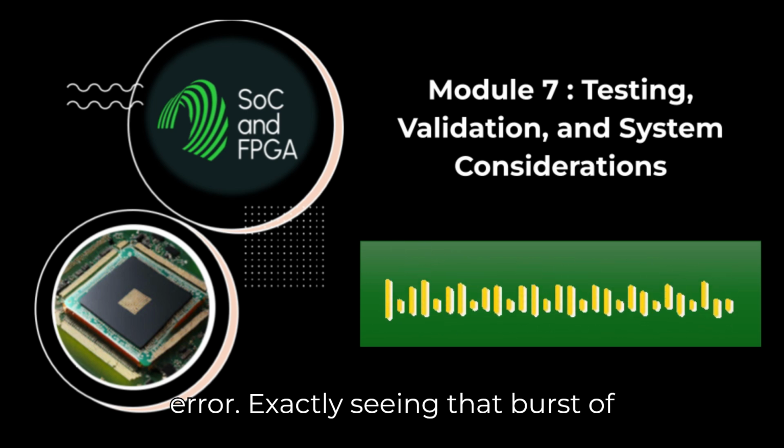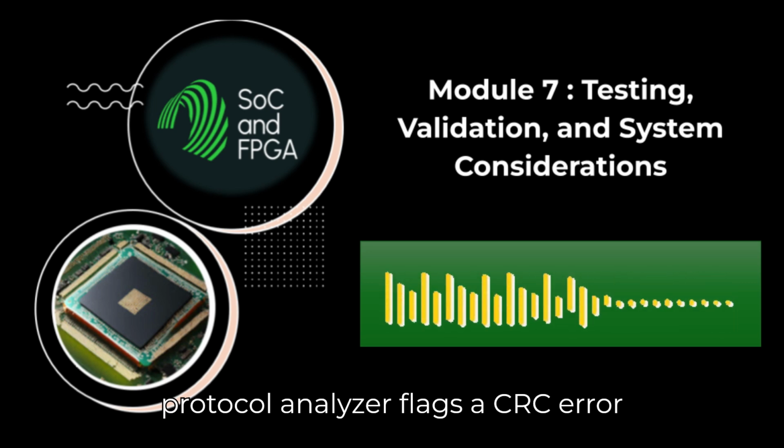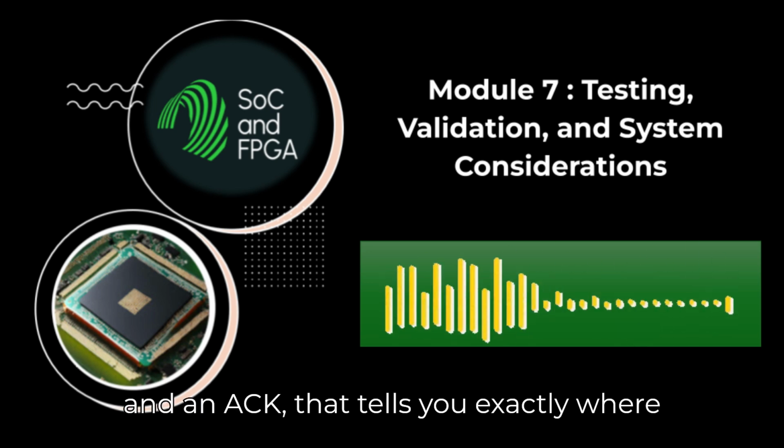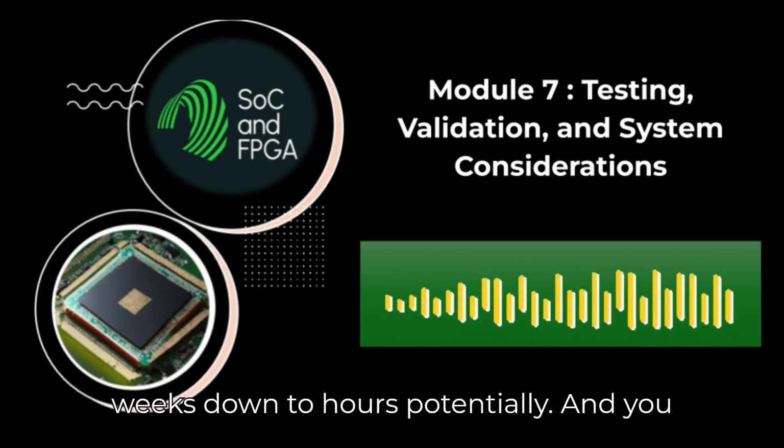Exactly. Seeing that burst of crosstalk on the scope, right when the protocol analyzer flags a CRC error and a NAK, that tells you exactly where to look. It cuts debug time from days or weeks down to hours, potentially.